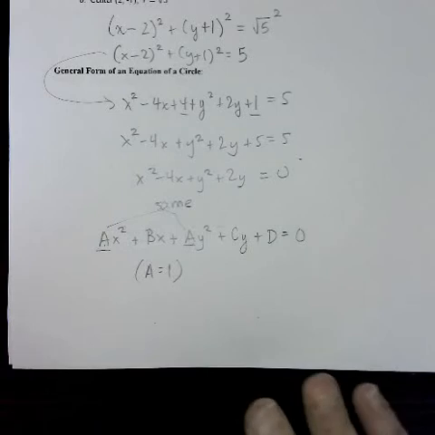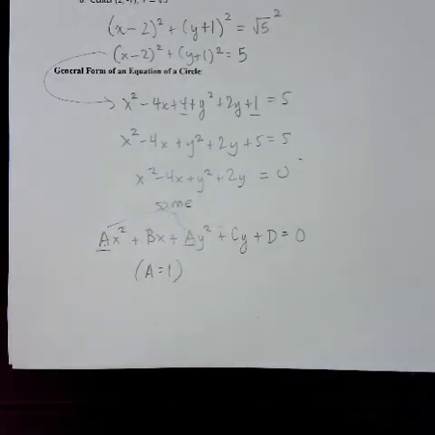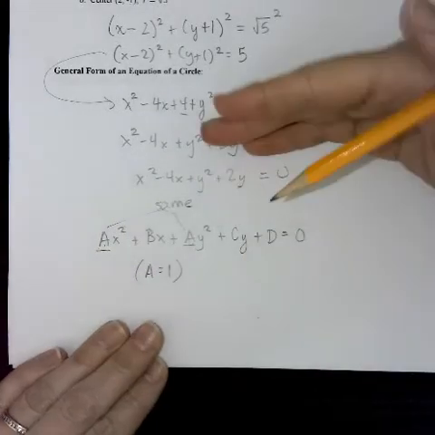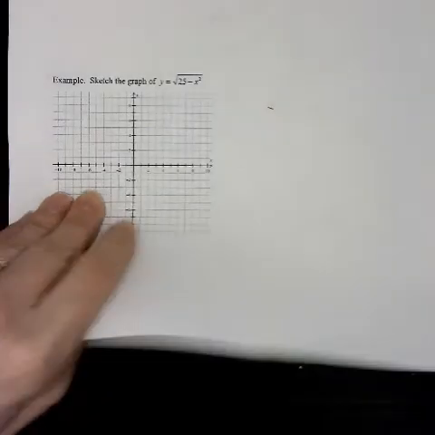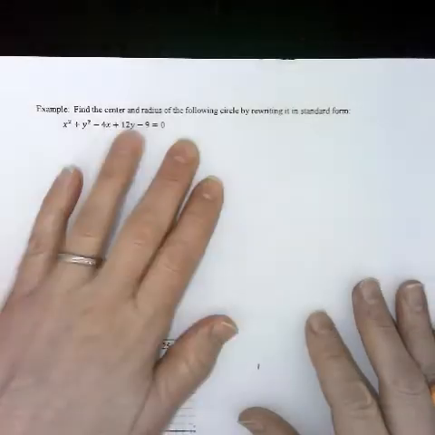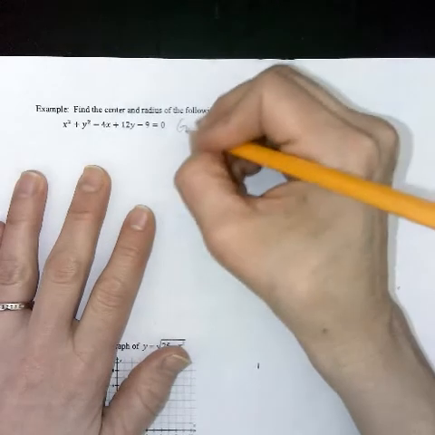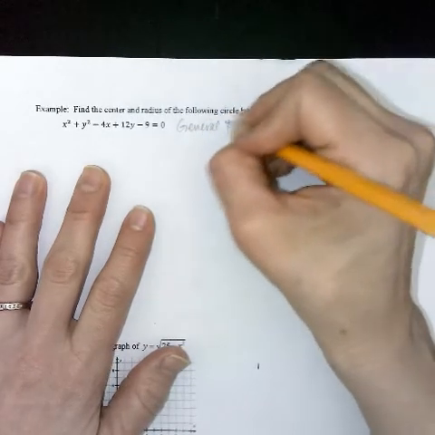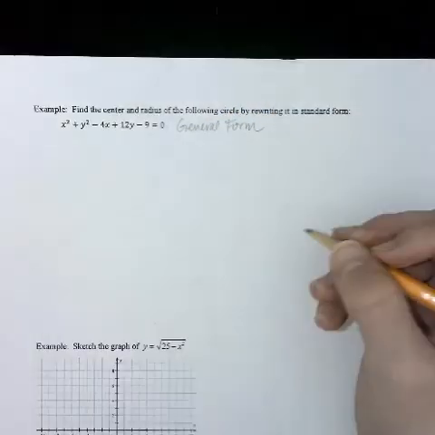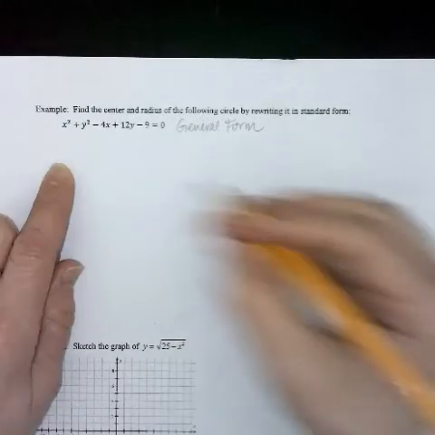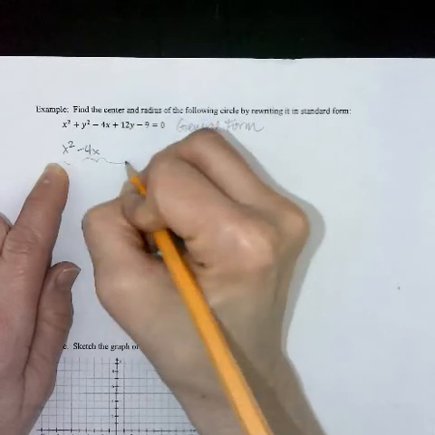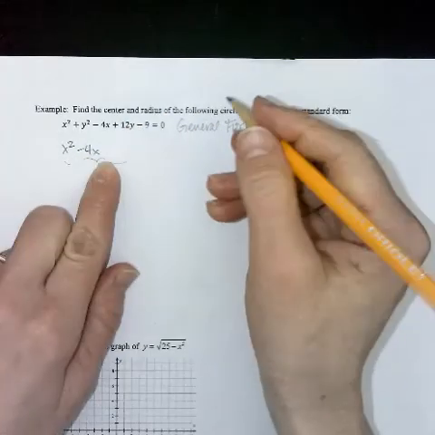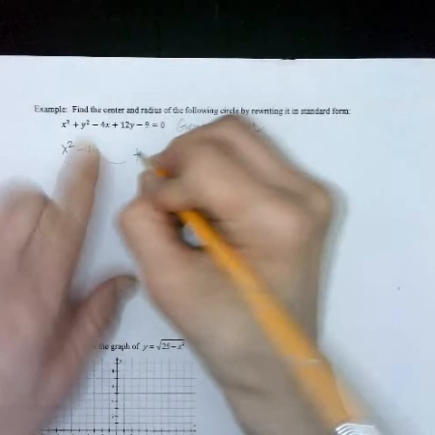But basically it's all expanded, okay? And then it's called general form. And then we would have to go backwards to get it into standard form, and that's what we're going to do in this example. So notice this is all expanded. This is our general form. So we want to rewrite this x squared minus 4x, the x's together. This is where the completing the square thing comes in that I was talking about. And then y squared plus 12y.